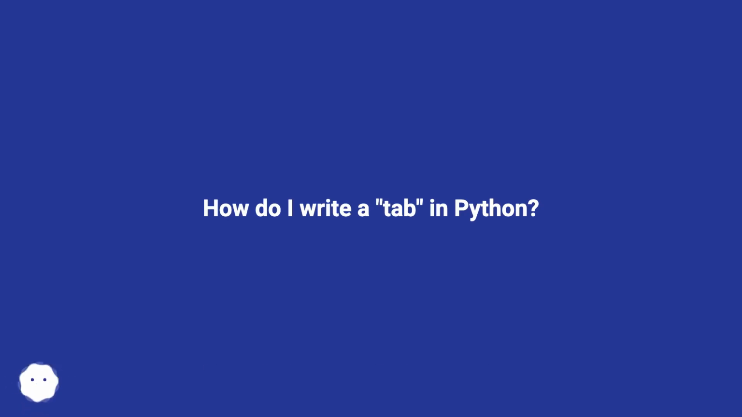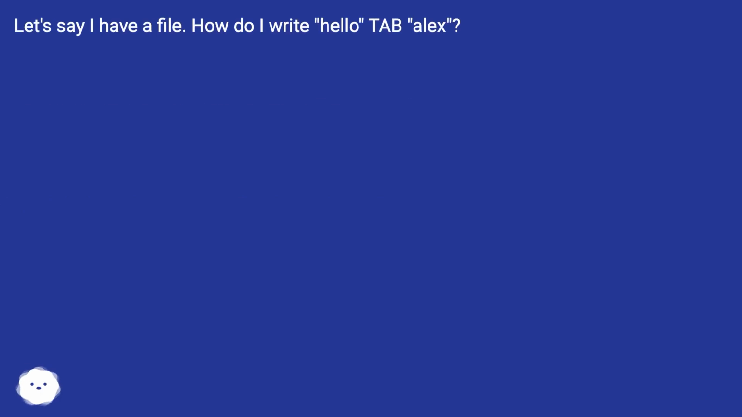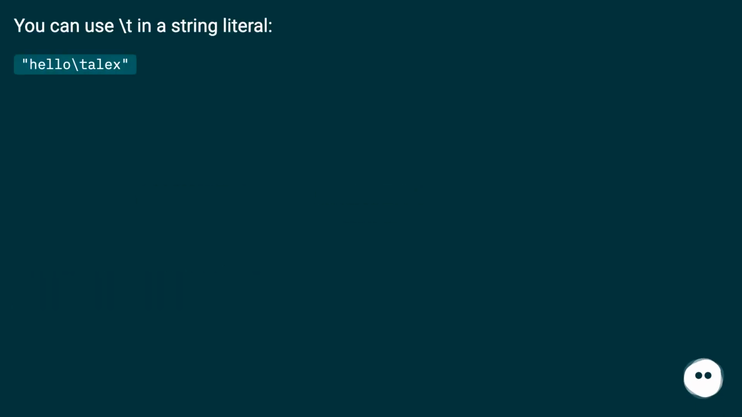How do I write a tab in Python? Let's say I have a file. How do I write hello tab Alex? You can use \t in a string literal. Hello\tAlex.